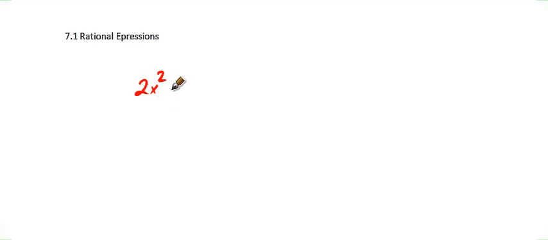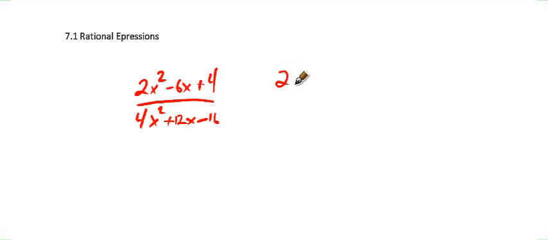2x squared minus 6x plus 4 over 4x squared plus 12x minus 16. Okay, so at first you go, okay, great, we got trinomials, there's numbers in front of the x squared, so I gotta do guess and check. Or I can do AC method. Now, usually when there's a number in front, we go with AC method. However, first rule in factoring is take out your GCFs. So if you get 2 out of the top, x squared minus 3x plus 2. And now I got a guess and check problem on top.